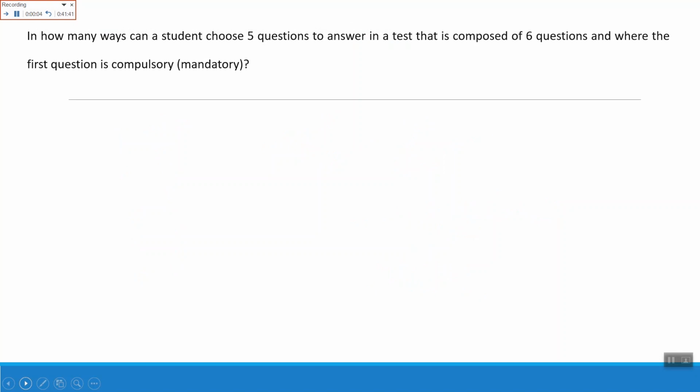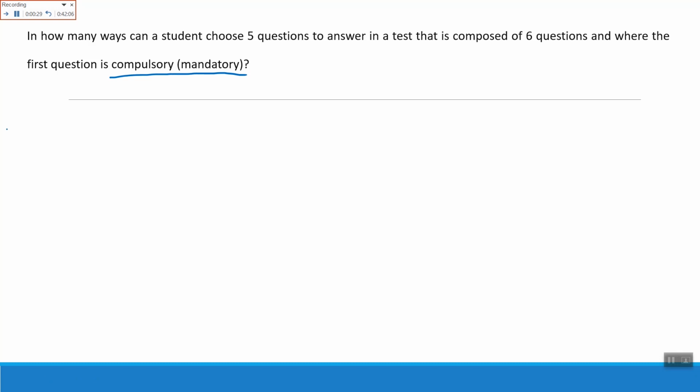Let's look at a new type of questions, the third and last type. In how many ways can a student choose 5 questions to answer in a test that is composed of 6 questions, where the first question is compulsory or mandatory? Compulsory or mandatory means that you have to select it. You have to choose that question.